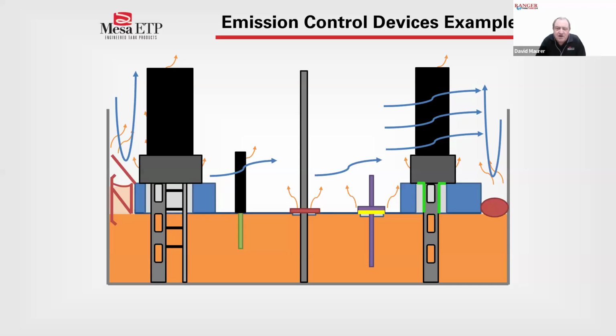And then we have either a liquid filled tube or a foam filled tube seal that sits directly on the product and eliminates the vapor space and eliminates the wind from pulling the vapors out. And then there's the gauge pole floats that can go on the inside of the gauge pole that ride up and down on the product. And they're effectively eliminating the vapor space or vapor areas where the vapors can escape from.